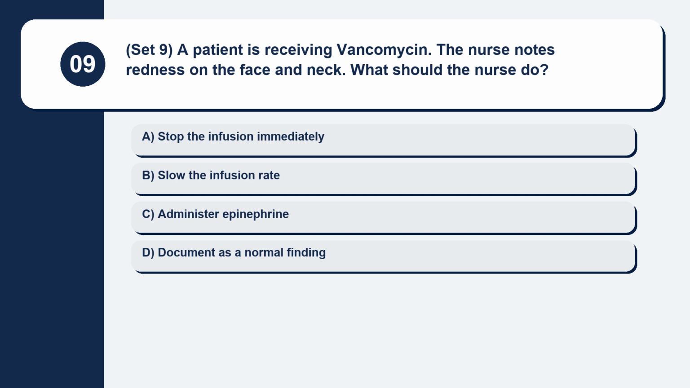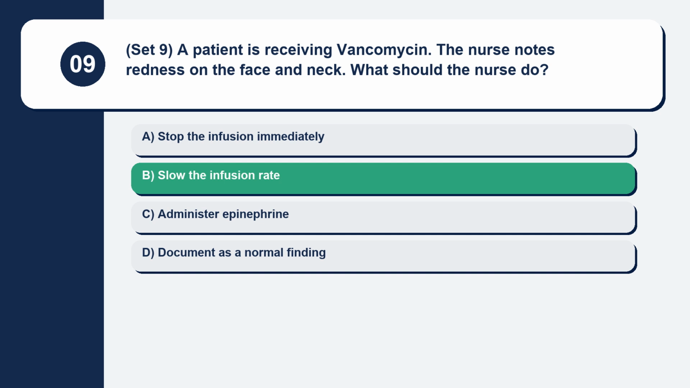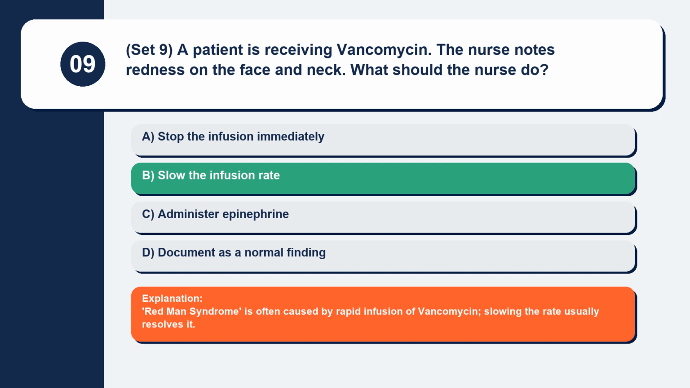Question 9, Set 9. A patient is receiving vancomycin. The nurse notes redness on the face and neck. What should the nurse do? Stop the infusion immediately, slow the infusion rate, administer epinephrine, document as a normal finding. Red man syndrome is often caused by rapid infusion of vancomycin. Slowing the rate usually resolves it.